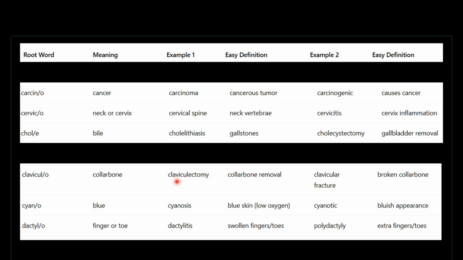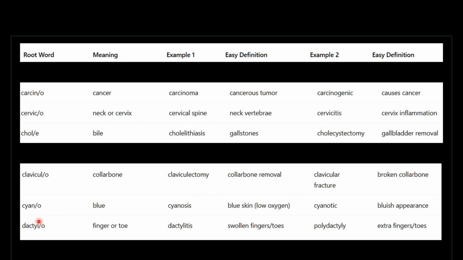So claviclectomy, which is denoting collarbone removal. So for any medical reason, if the collarbone is removed, then this terminology is used. Then we have clavicular fracture, which is nothing but a broken collarbone.